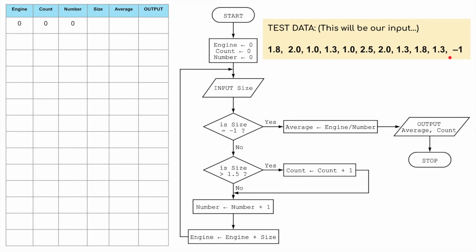This is the test data, this is the flowchart. I've entered the variables and the output across the top of our trace table. In an exam you would get the actual trace table itself with the headers. So we can make a start. The variables engine, count and number have all been assigned 0.